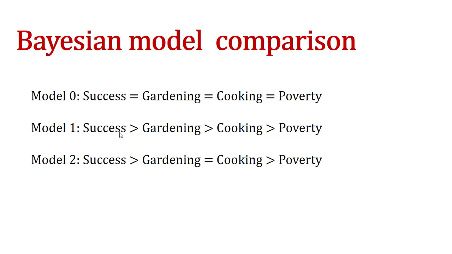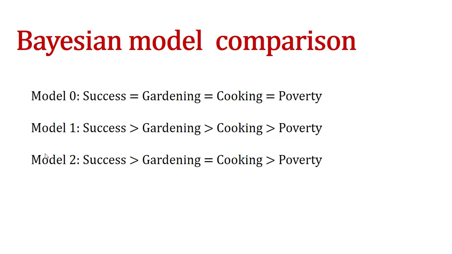This model has a much more specific prediction. It says that the mean for happiness is higher in success than in gardening, higher in gardening than in cooking, and higher in cooking than in poverty. So this is what typically we are interested in. We are interested in knowing the order of the groups, not just whether one is different than the others.